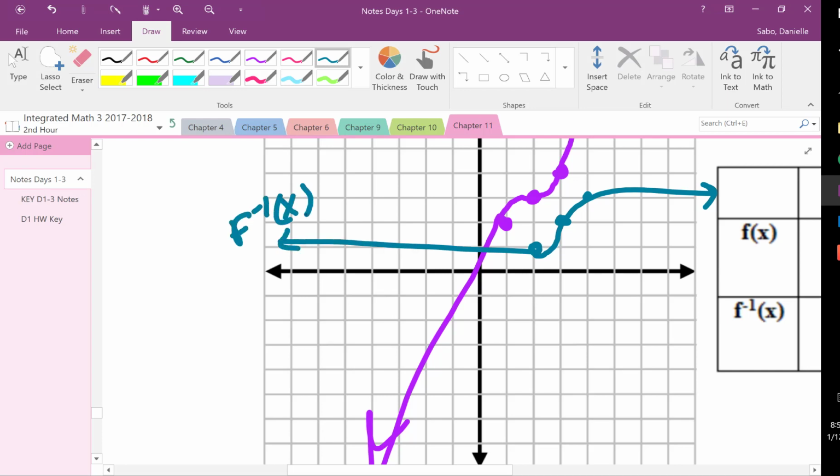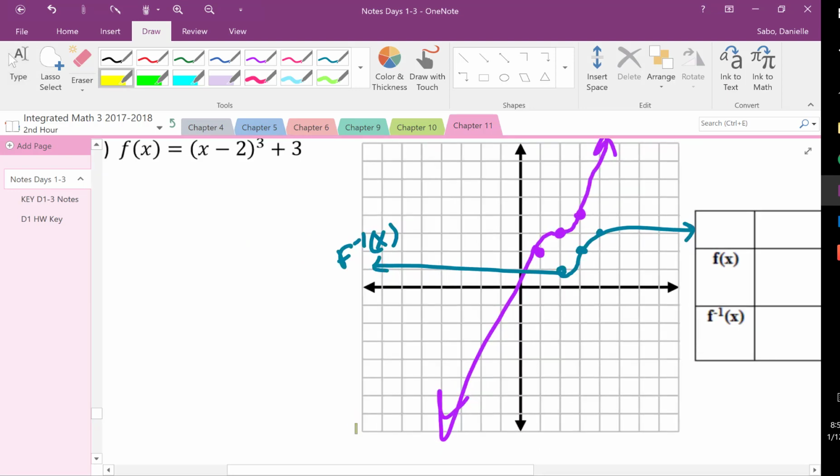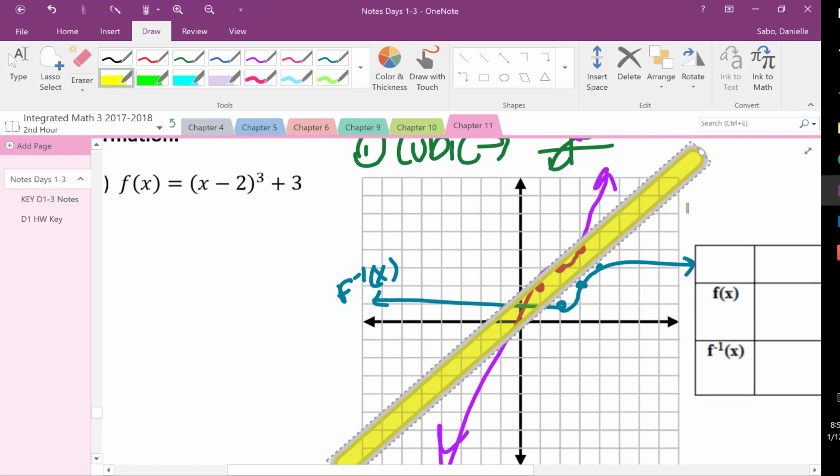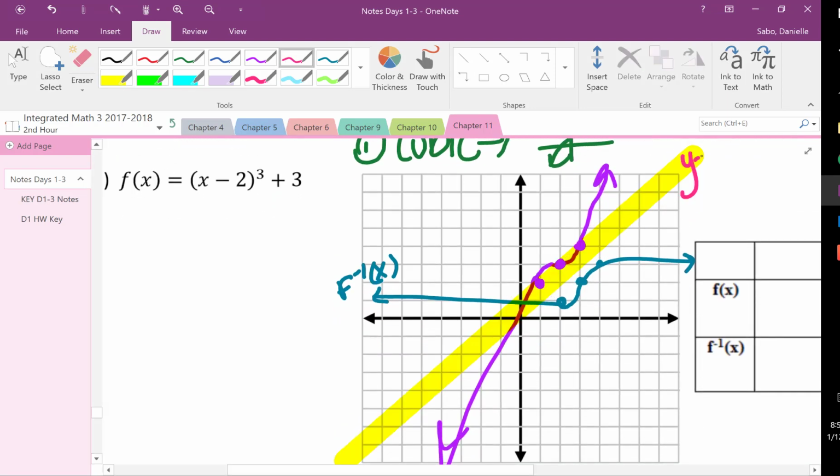Now, again, you could always check that with your graphing calculator in the beginning. Hopefully you start getting better at it. Now I want to show this to you one more time because I want to make sure it's drilled in your head. Yesterday for homework I asked you what is the symmetry line. What was it? Yeah, y equals x.